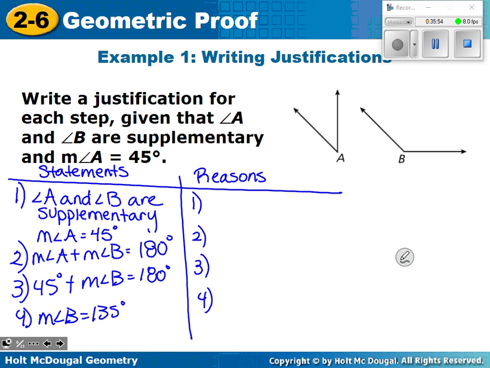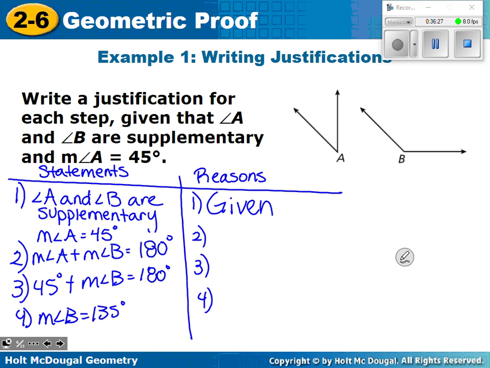So what is given up here according to the directions? Number 1, A and B are supplementary and angle A is 45 degrees. And that's all that's given, right? So given cannot go anywhere else. None of the other statements are given. We have to figure out how they knew that. What geometry definition, theorem, postulate, or property did they use? So what tells us, number 2, that if A and B are supplementary, that means that they add to 180?